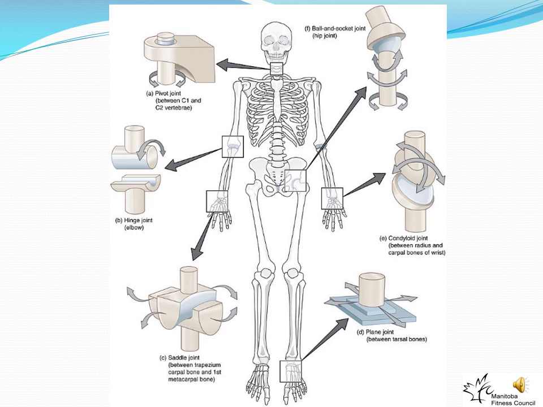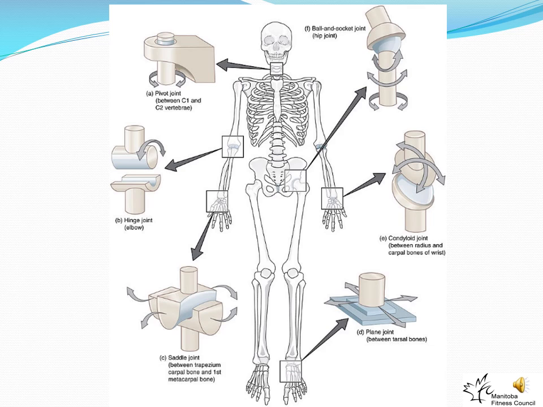So here we're going to start on the left side of this picture, our pivot joint. That's a nice diagram of what is happening between C1 and C2. Our hinge joint is the next one, which is our elbow joint. Our next joint is a saddle joint, between our carpal bone and our metacarpal bone, where our thumb attaches to our wrist. Okay, that's a saddle joint.